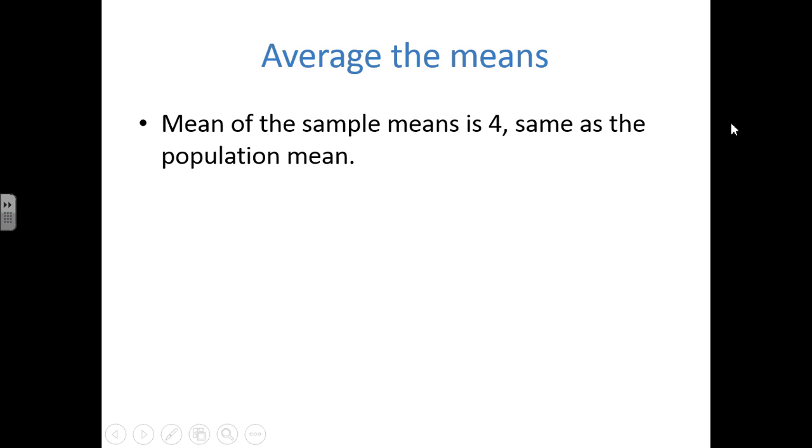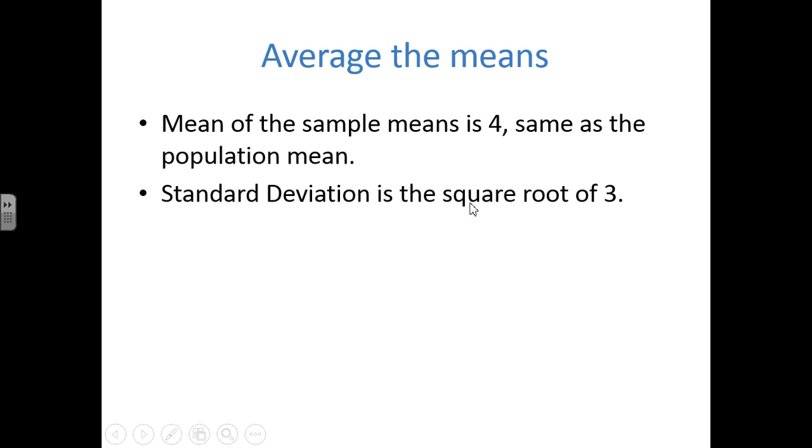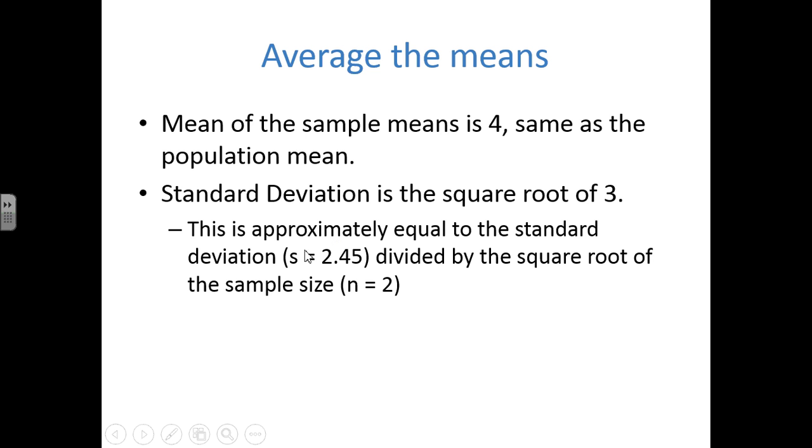Now, if we add up all those sample means and divide by 9, because there were 9 of them, we would get 4, which turns out to be the exact same number as the population mean. And if we put those 9 sample means into Minitab and find the standard deviation, we would see it is approximately equal to the square root of 3. Now notice, the population standard deviation was 2.45. If we take 2.45 and divide by the square root of the sample size, which was 2, we would see this is equivalent to about the square root of 3.